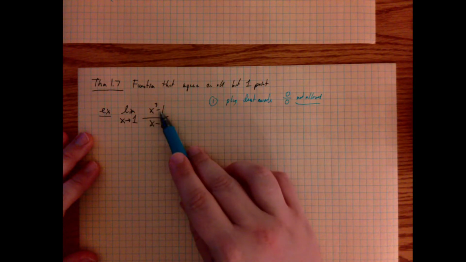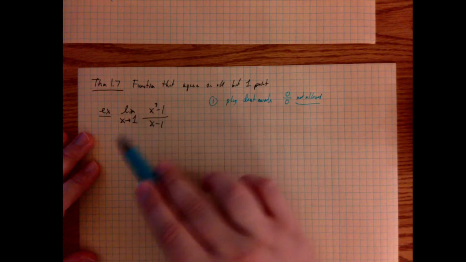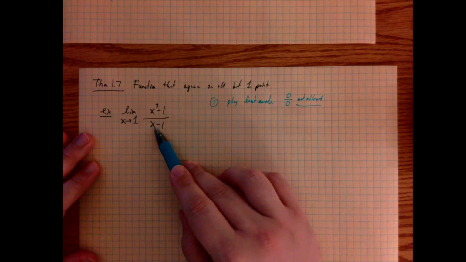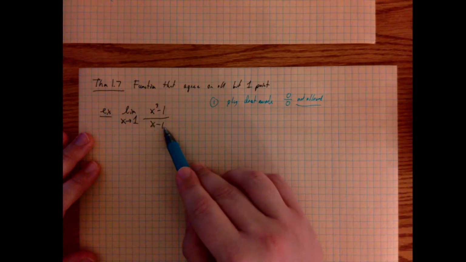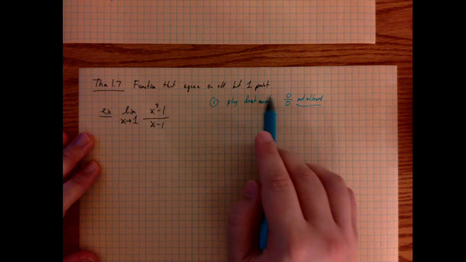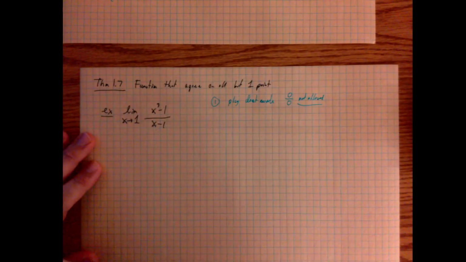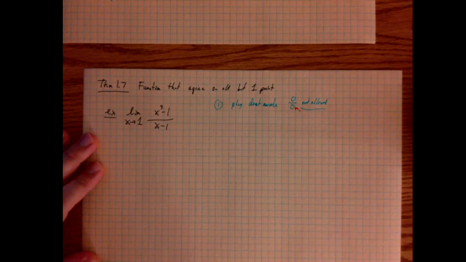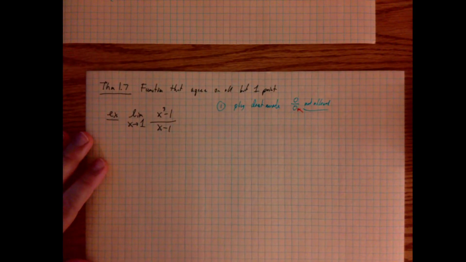The 0 on top is totally fine. On bottom is the issue. If I try to plug in 1 here, 1 minus 1 is 0, and I'm never allowed to divide by 0. This 0 is the problem. So, what do we need to do?